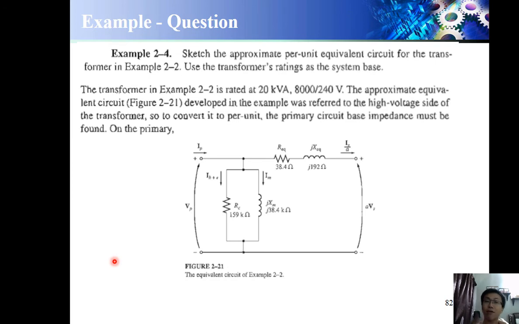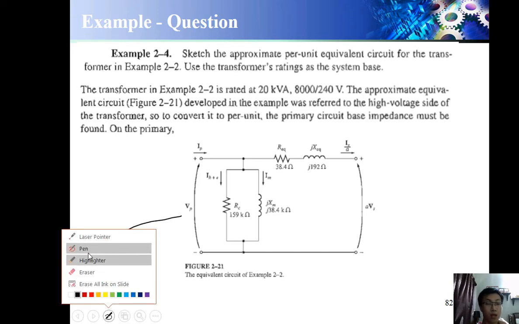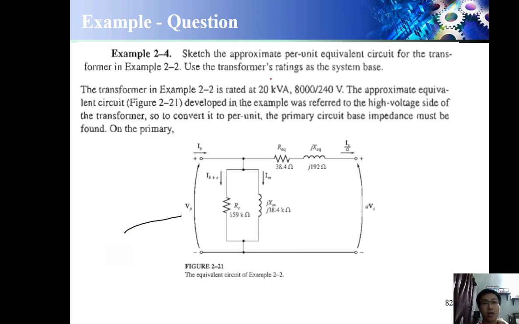Now let's have a look. Directly go to look at an example question, which is easier for us. Sketch the approximate per unit equivalent circuit for the transformer in example 2.2. Example 2.2 is this one. Then use the transformer rating as the system base. The transformer rating is this one. This is the problem that we solved just now.